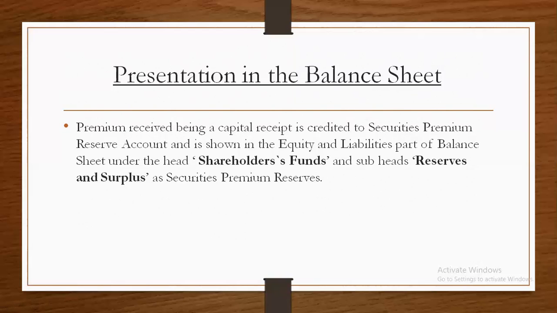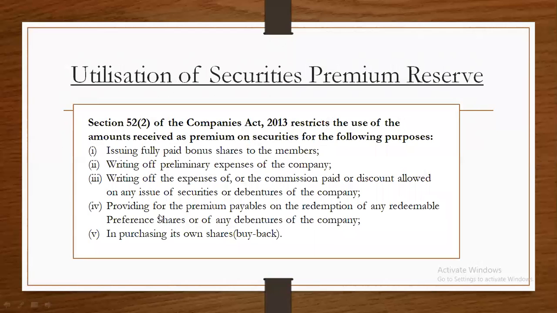So students, since it is a capital receipt, this amount is shown under the part of equity and liabilities, and the head is shareholders' fund and the subhead is reserve and surplus, as the name of the item will be security premium reserve account. Again I am repeating, security premium reserve is an item recorded under the head of shareholders' fund and the subhead of reserve and surplus.